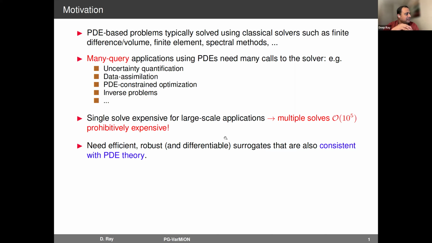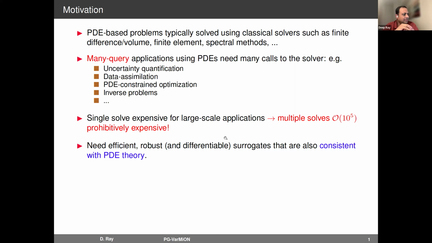Now, there are many applications which require the evaluation of this PDE solver many times, sometimes of the order of 10 to the power 5 times. And examples include uncertainty quantification, data assimilation, PDE constrained optimization, inverse problems, etc. Now, if in these applications, a single solve or evaluation of this PDE solver is expensive, then doing these 10 to the power 5 solves of this PDE solver can become almost prohibitively expensive.